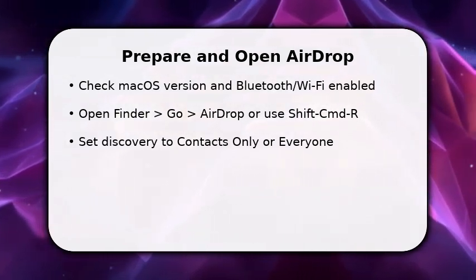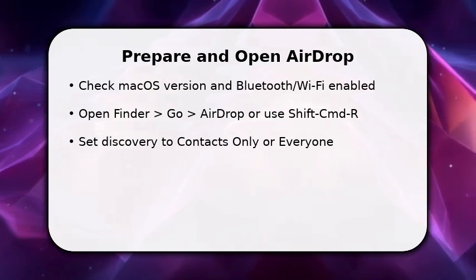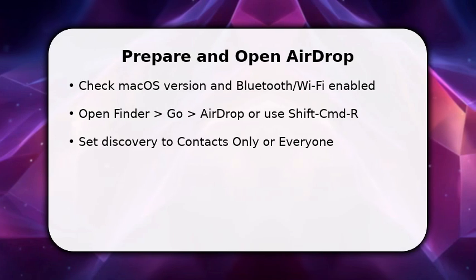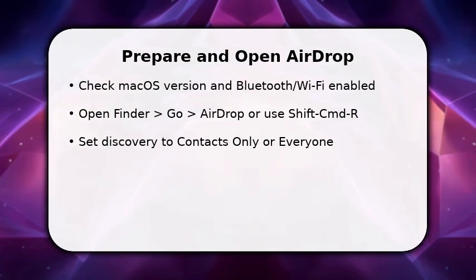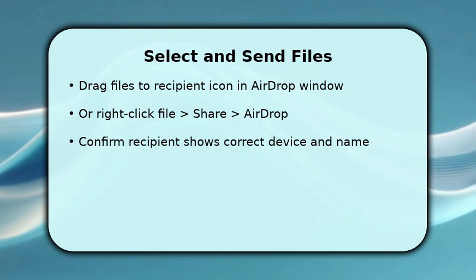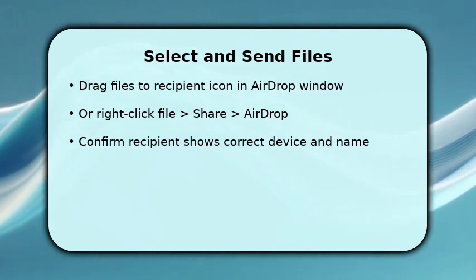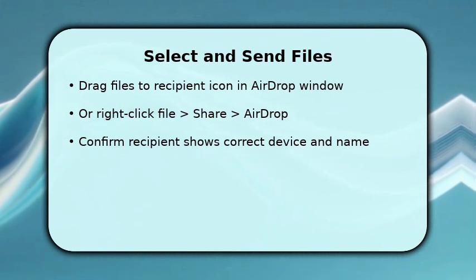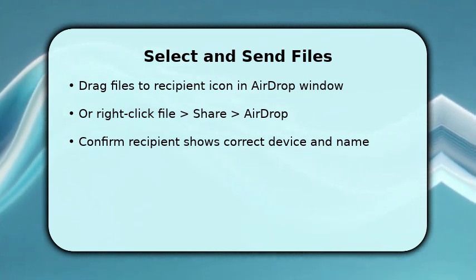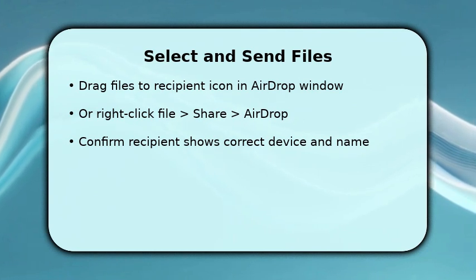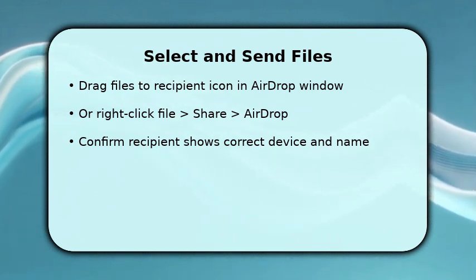By taking these steps now, you reduce interruptions and let devices find each other fast, which speeds the next transfer actions. You drag one or multiple files onto the visible recipient icon. AirDrop queues them and negotiates a direct peer connection. Alternatively, right-click a file, choose Share, then AirDrop to pick a device. This helps when Finder focus is elsewhere.